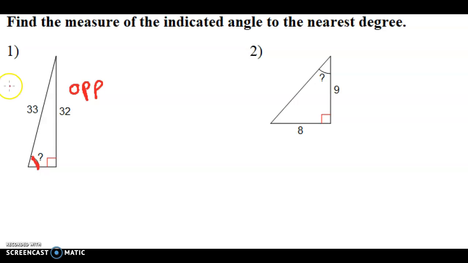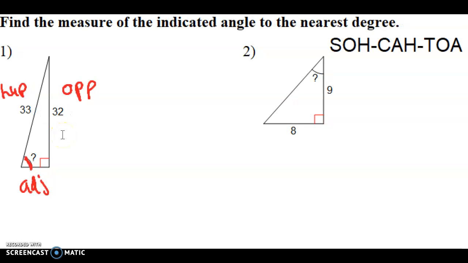33 is my hypotenuse, and my unknown value here is my adjacent. So if I'm looking at this, I need to know what SOHCAHTOA says. In this particular case, since I know my opposite and my hypotenuse, I'm looking for a sine. Opposite and hypotenuse, that's sine.